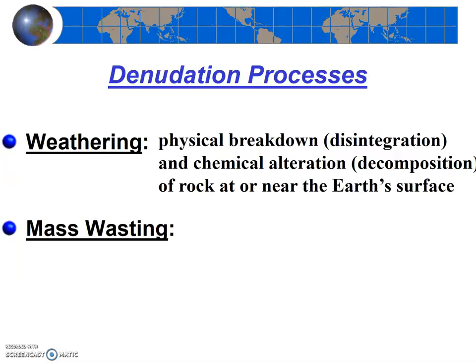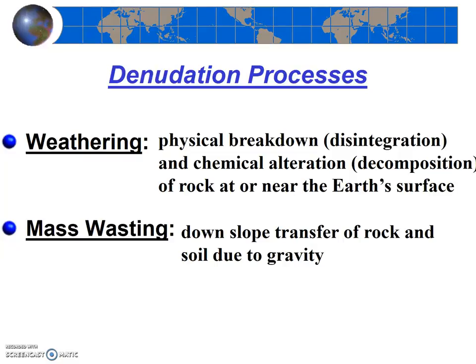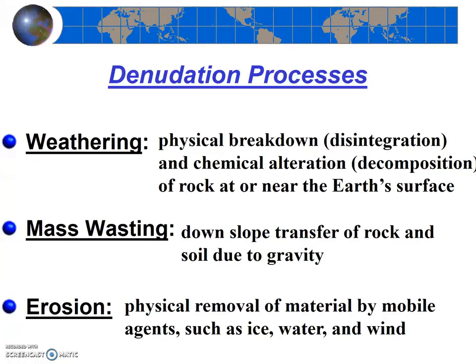But next, let's first define mass wasting. Mass wasting is the downslope transfer of Earth materials due to gravity. And lastly, erosion. Erosion is the physical removal of material by mobile agents such as glacial ice, water, and wind. All right, so we got all 3 definitions.